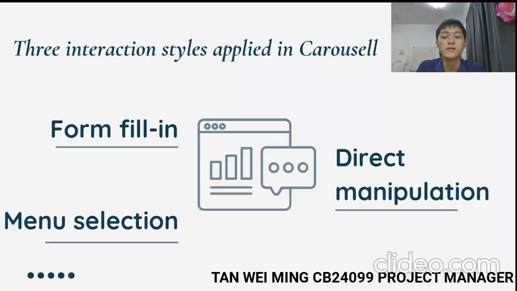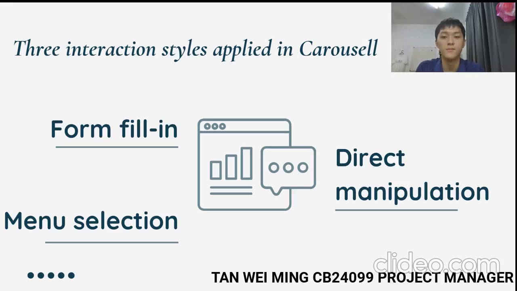Now I want to present the three interaction styles that are applied in the Carousel. The first one is the form filling interaction. The form filling interaction is a form-based design in which the user can enter their personal information to register or log in to the account in the form style. It also can be used to search for the information that they want. This interaction style focuses on non-expert users who don't have any computer background. Hence, it is easy to use for any user because the commands in the interface are listed out clearly.